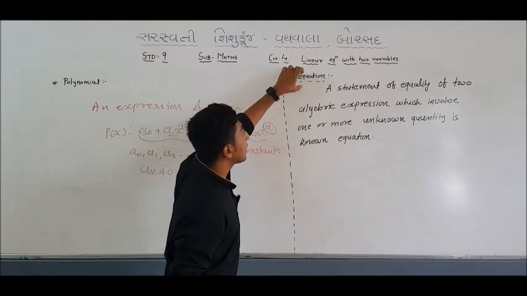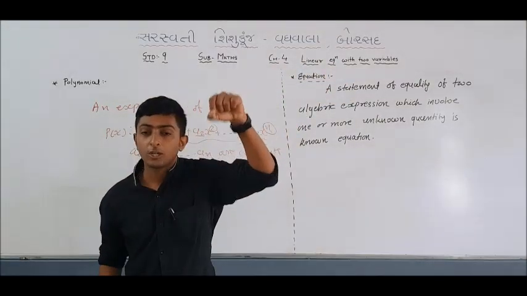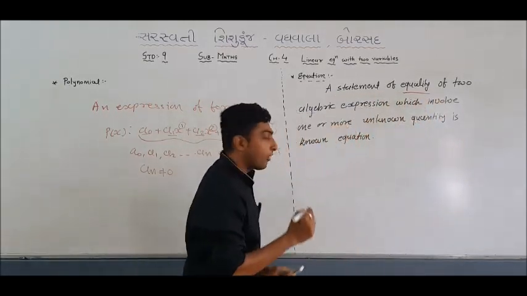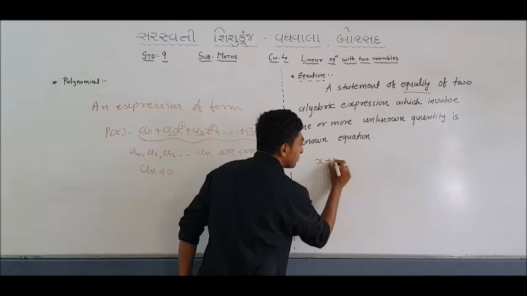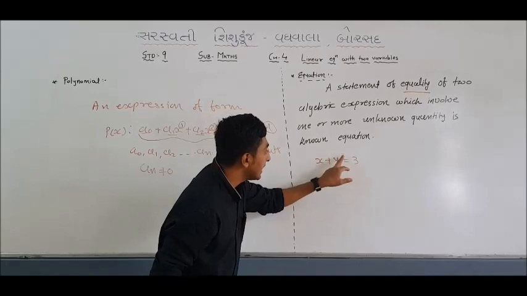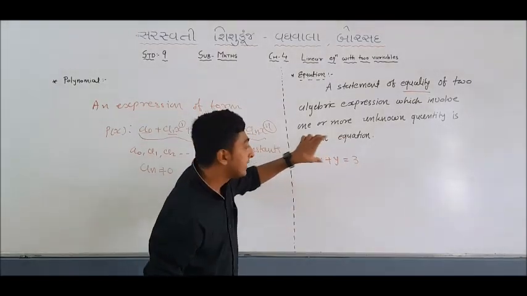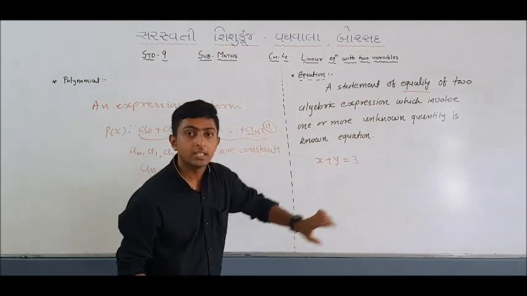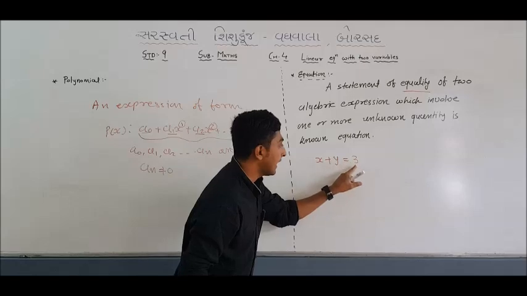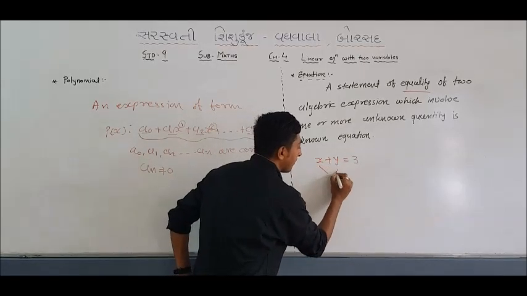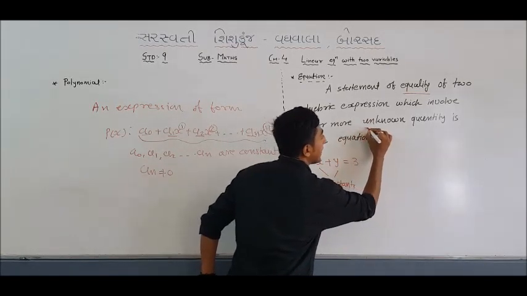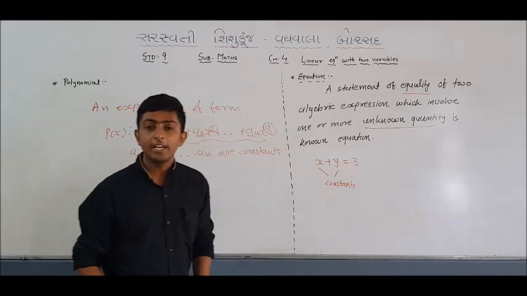Now see the word equation. Here you see an equal sign, a statement of equality. So for example, we can say x + y = 3. See, the sign is equal, that's why this is called an equation. The power of x is 1 and the power of y is 1, and x and y are the unknown quantities.